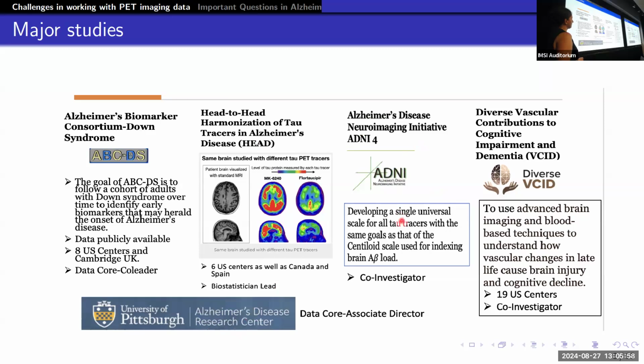I am also part of the ADNI 4. I'm a co-investigator, but in a very small portion of the ADNI, and that is developing a single universal scale for all tau tracers with the same goal as that of amyloid, which is the centiloid scale some of you might be familiar with. And the other study that I'm involved with, also a multi-center study, is the DIVER DCID. That is a vascular study, and it has 19 US centers. Dr. DiCarli at UC Davis is one of the PIs, and I'm a co-investigator in that, specifically working on data harmonization.